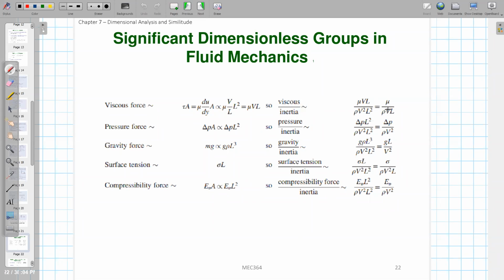Take the Reynolds number, for example. From its definition, we are using the viscous force divided by the inertial force. This tau A is the viscous force, which has a certain magnitude. You replace du with the magnitude of velocity, and dy with the characteristic length to replace dy. So you get the magnitude of this viscous force as mu times V times L.